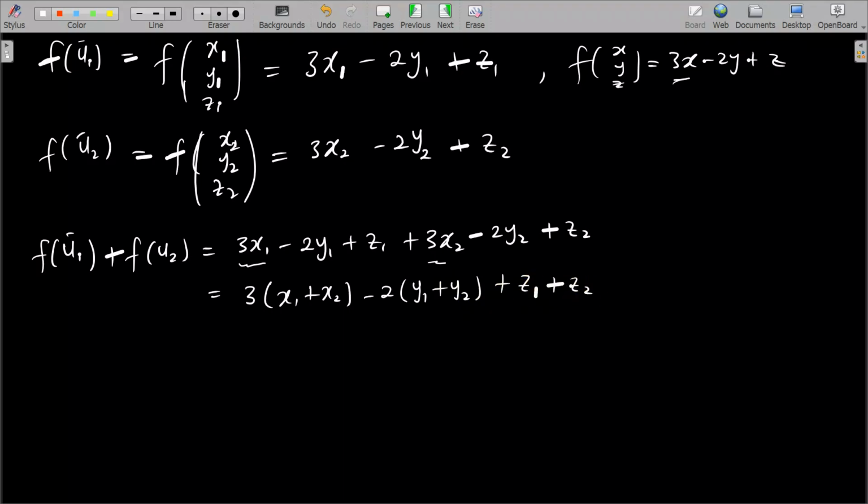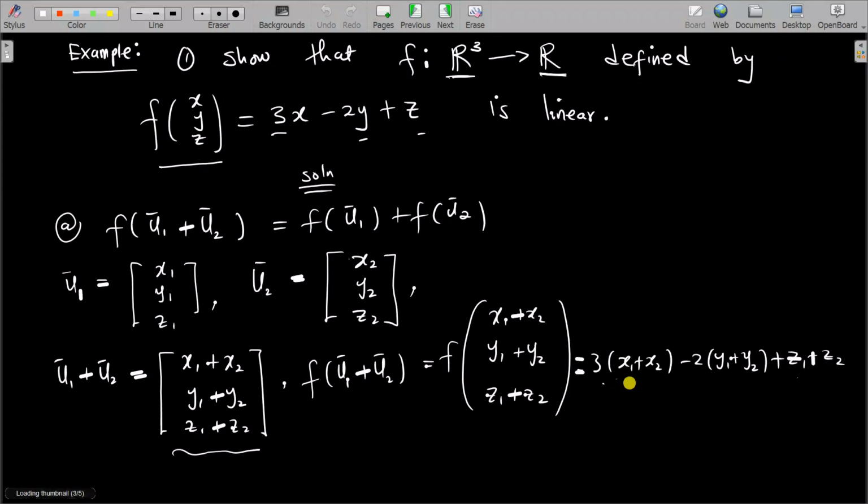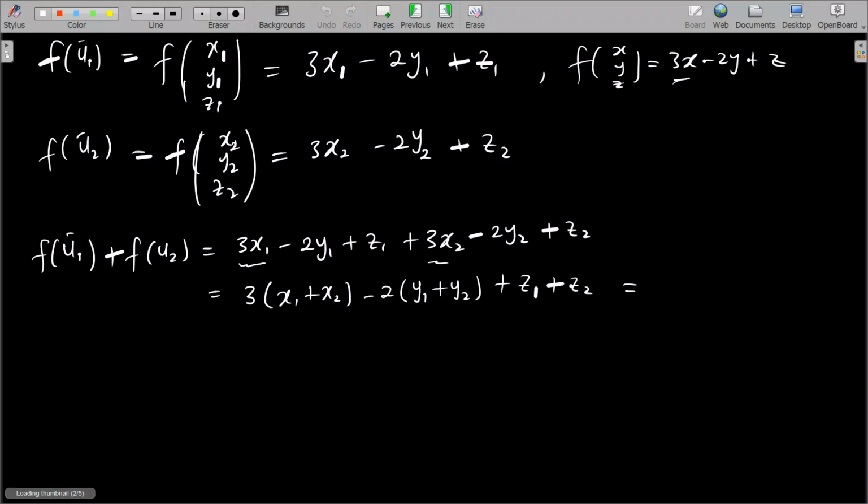But wait a minute, what was f of u1 plus u2? It gave us 3 times x1 plus x2 minus 2 times y1 plus y2 plus z1 plus z2. And if you look at f of u1 independently plus f of u2 independently, this is what we get. We get the same thing as what we had. So we have this to be f of u1 plus u2. This is what we have.